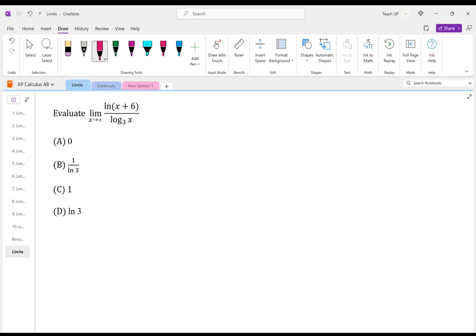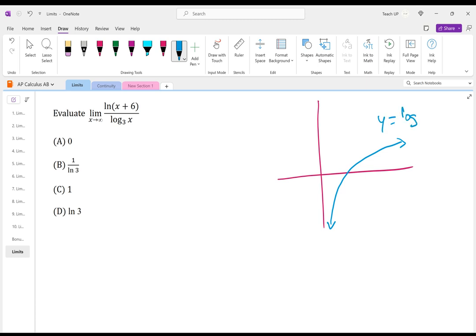To know how this function will behave as we get closer to infinity, we need to recall what the graph of the basic function looks like. So the basic function here is just a log of x, and it doesn't matter what the base is. So here the log base a of x, where the base is any positive number that is not 1.